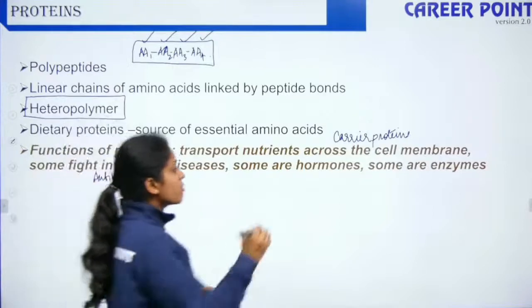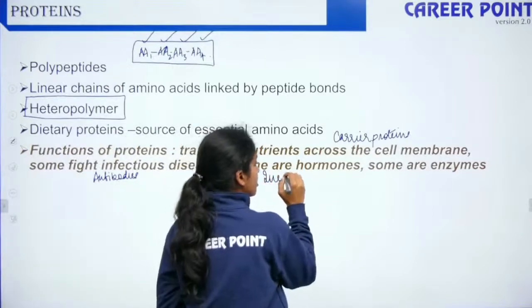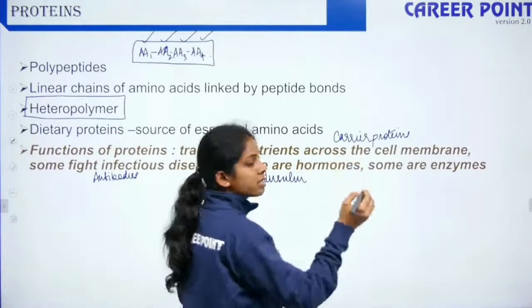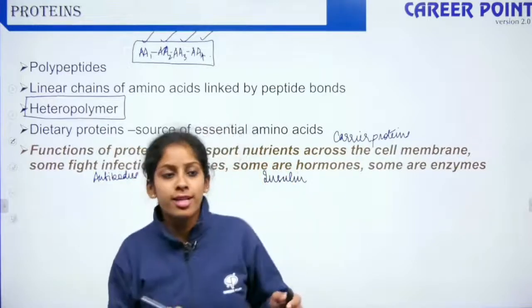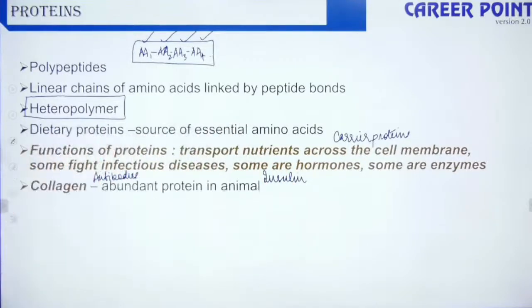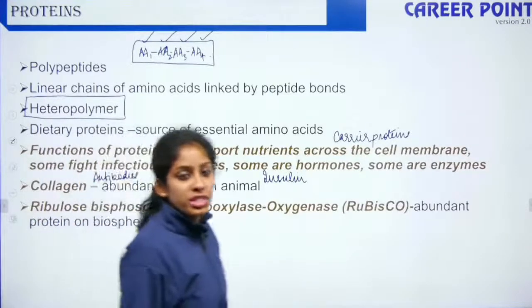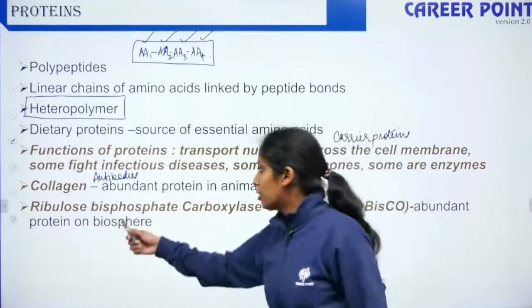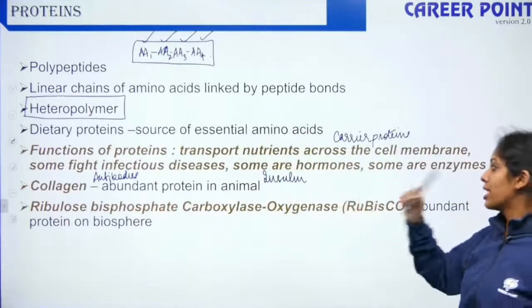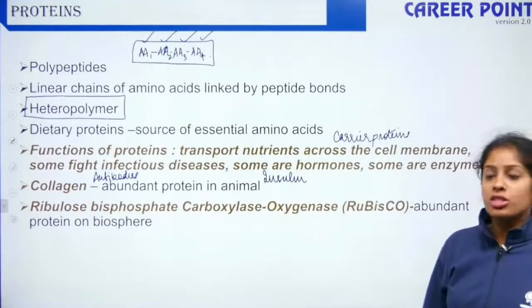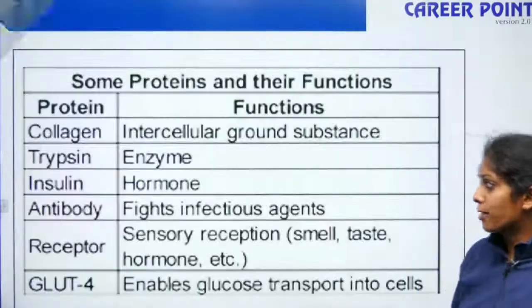Then they have some hormones. So you have your insulin. Your insulin is a hormone, and some are enzymes. Mostly 95% of your enzymes are proteins, right? So collagen is the most abundant animal protein that is present, and the most abundant plant protein is your RuBisCO. So that is your ribulose bisphosphate carboxylase oxygenase, and it is the most abundant protein on the biosphere.